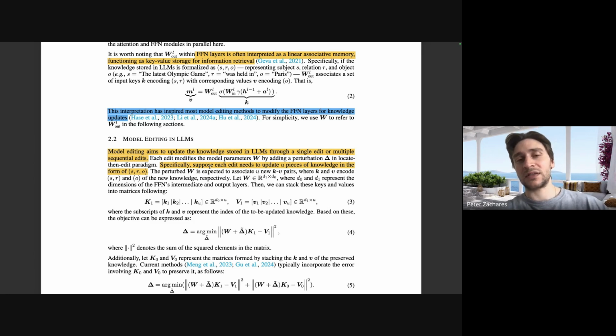And the way that this target is calculated is that you say, okay, I'm going to go up to layer L, and I'm going to calculate.